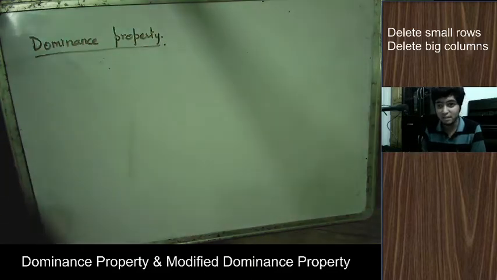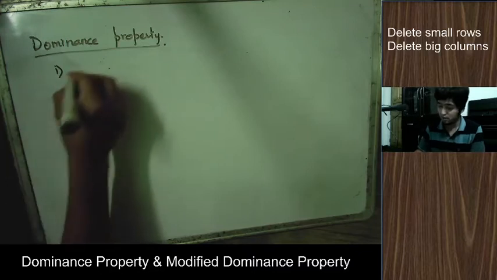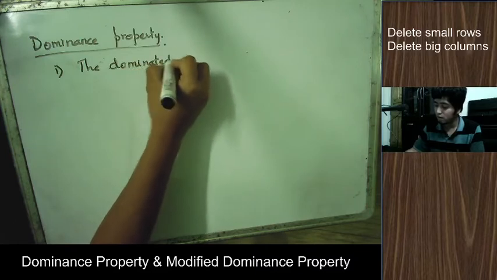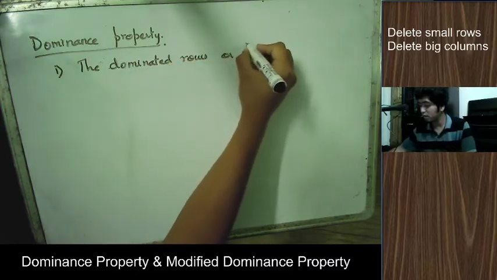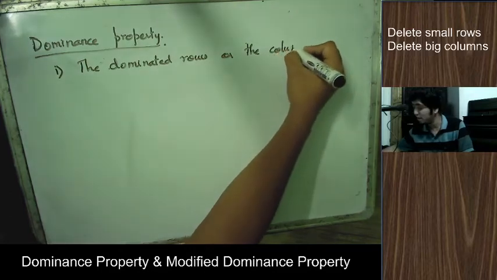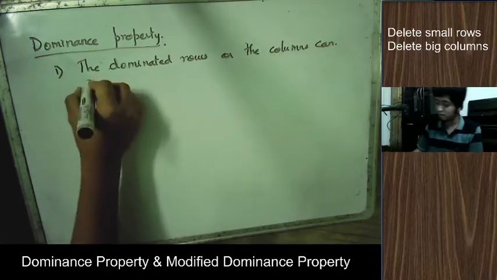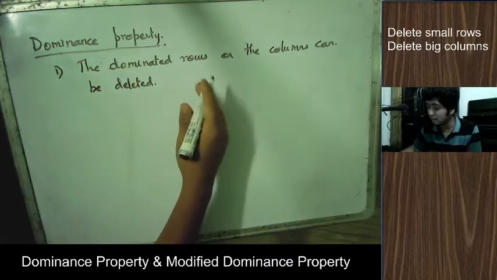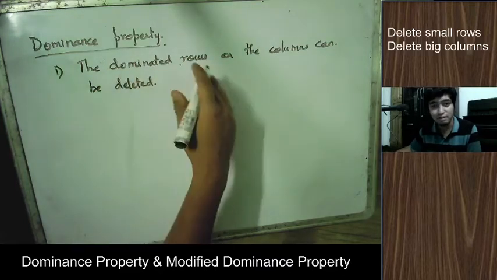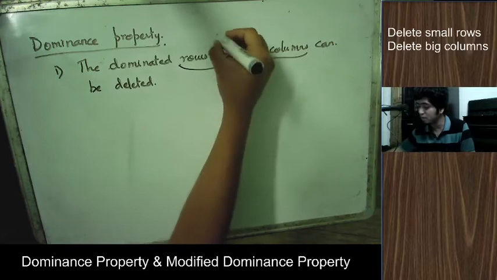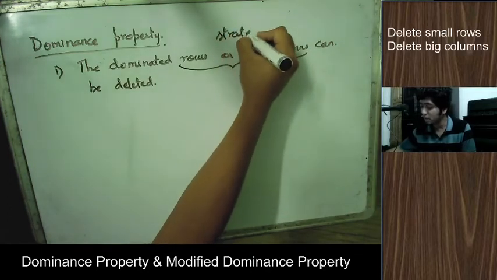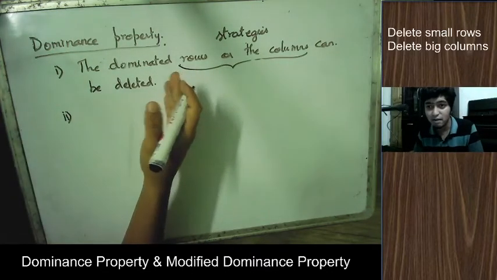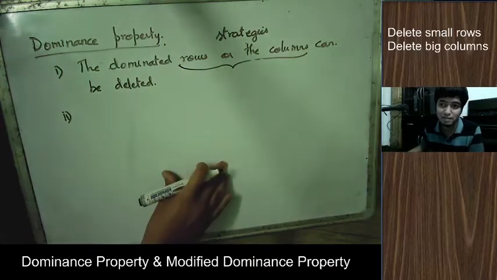The dominance property states that, number one, we can delete the dominated rows or the dominated columns. But instead of using rows or columns, we can easily replace that with strategies. So the dominated strategies can be deleted. After the deletion, we can form the new payoff matrix.